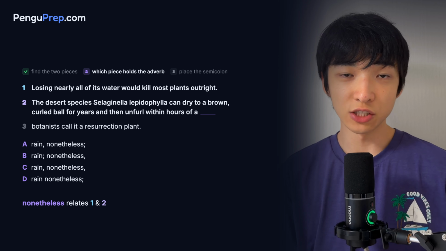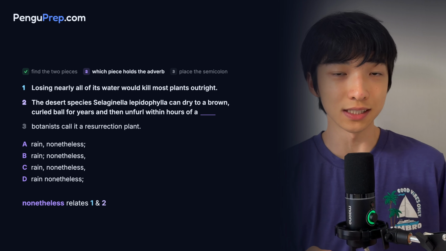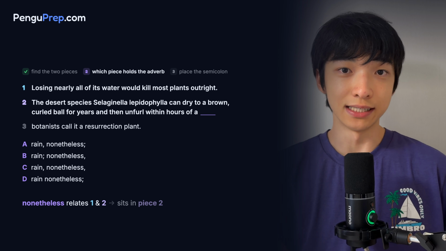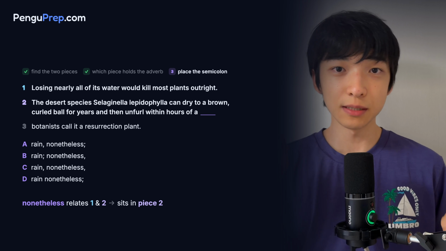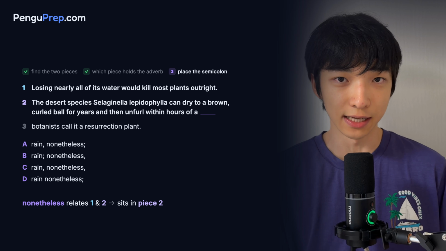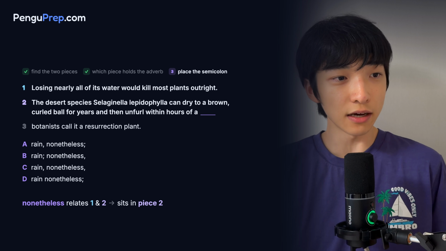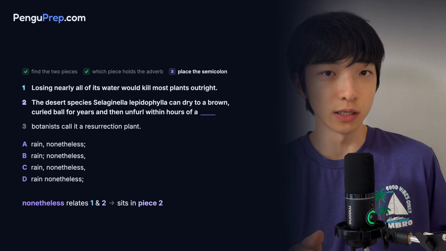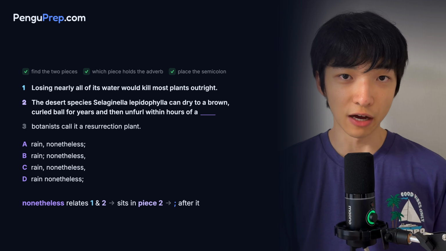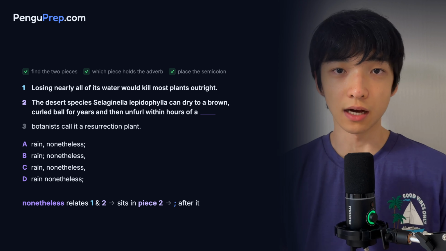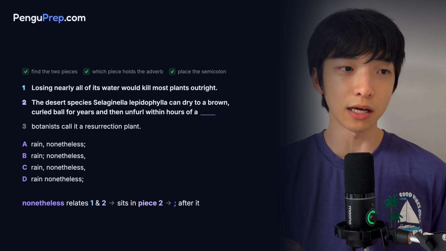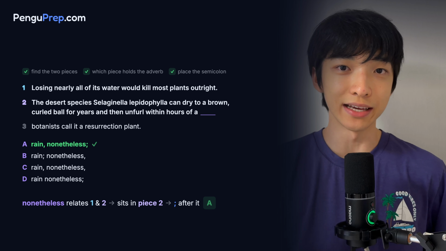Second, we identify where the conjunctive adverb needs to be to relate those two pieces identified in step 1. Nonetheless needs to relate the first and second piece, so it needs to be contained in the second piece. Third, we determine the position of the semicolon that will allow the conjunctive adverb to be in that piece we identified in step 2. Nonetheless is at the end of piece 2. So for it to be contained within piece 2, the semicolon needs to be after it. The only possibilities for punctuating a conjunctive adverb in between two independent clauses are a comma semicolon or a semicolon comma. So the possible answers are A and B, but since the semicolon needs to be after the conjunctive adverb, A is the correct answer.